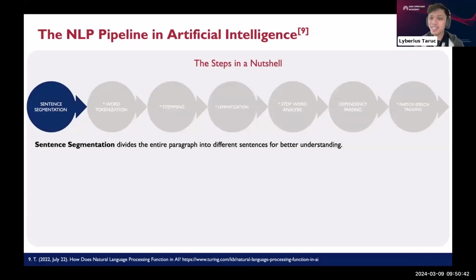First one, sentence segmentation. So these are the questions that were raised in your Kahoot this morning. First off, sentence segmentation. As the name implies, this step divides the entire paragraph into different sentences for better understanding. If I were to take English as an example, we can use the period as a delimiter between the different sentences found in a given paragraph.